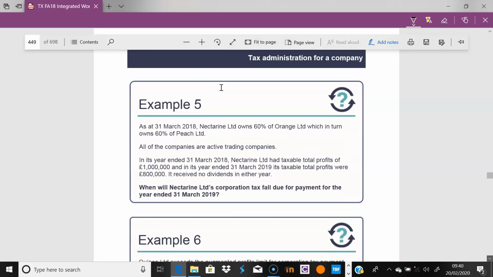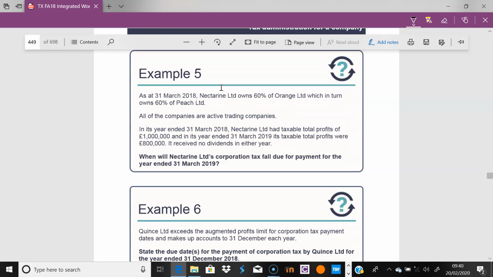So let's see this first example. At the 31st of March, Nectarine owns 60% of Orange, who owns 60% of Peach. So 60 times 60 is 36, which means there is no relationship between Peach and Nectarine. So it's only Nectarine and Orange, giving us two associated companies. In effect, the threshold goes from 1.5 million, divided by 2, to 750,000.